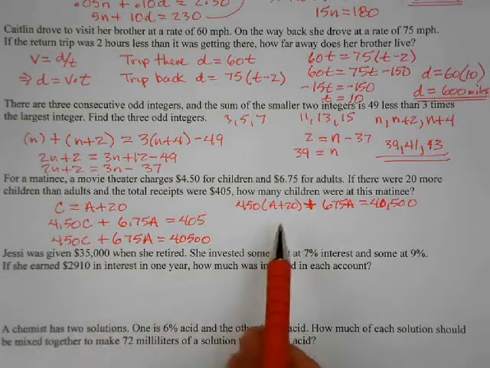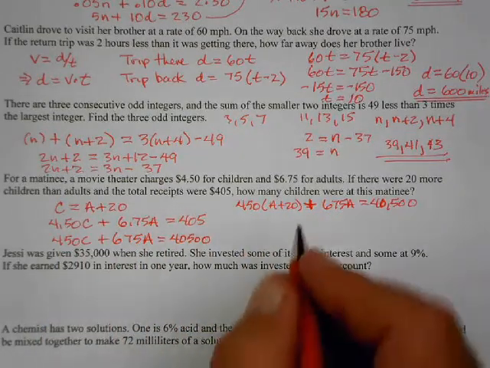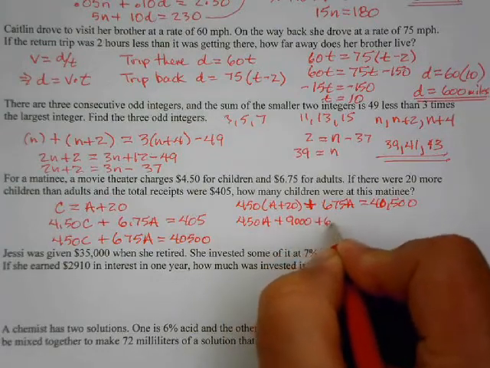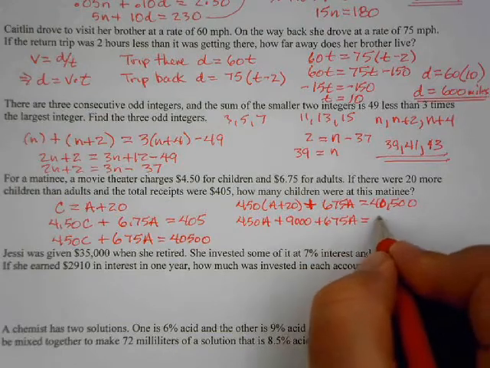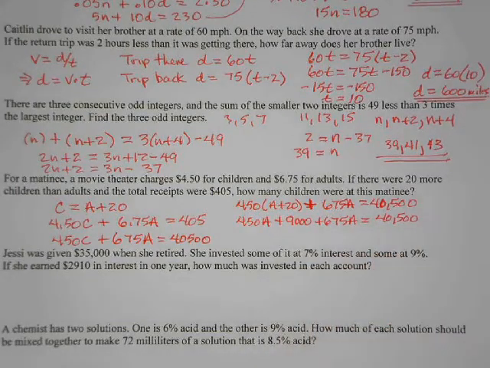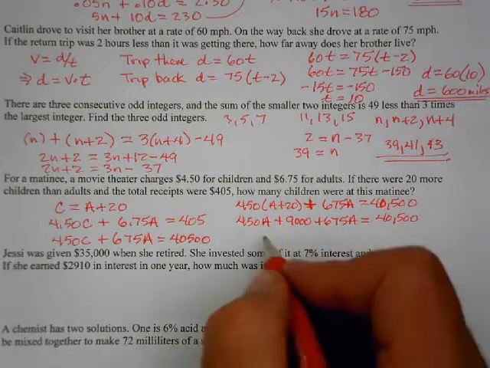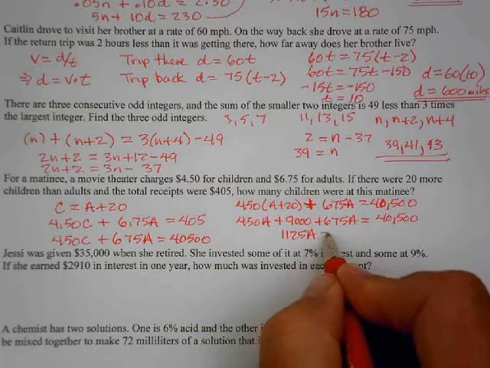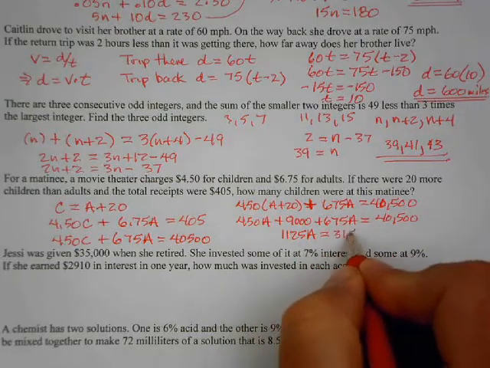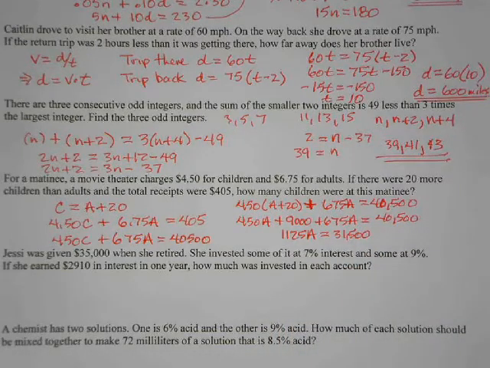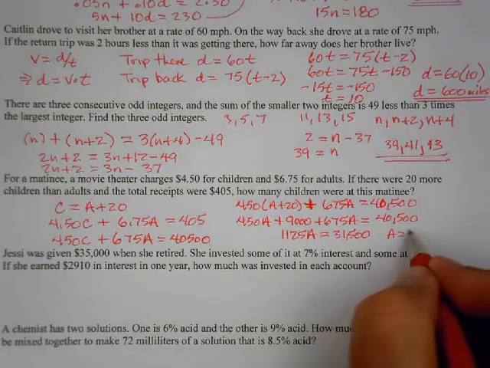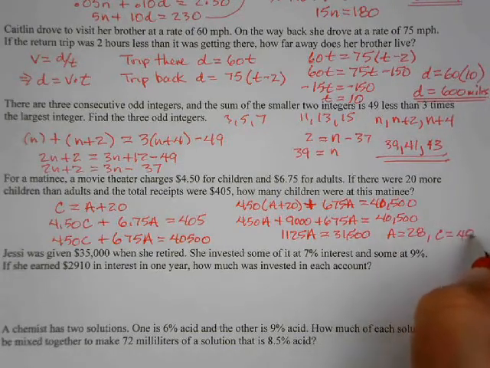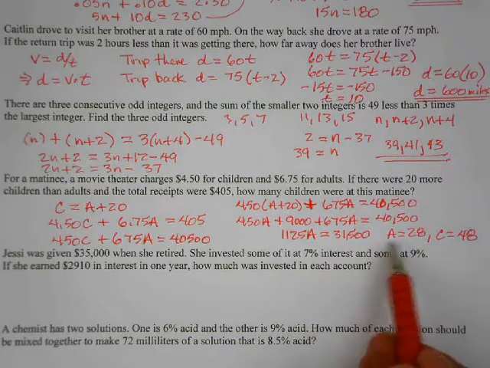Now let's go ahead and distribute. Okay, I'm going to combine the 450A and the 675A. That'll be 1,125A. Subtract 9,000 from both sides. And that'll give me 31,500. Divide both sides by the 1125. And I have 28 adults. And since there are 20 more children, I have 48 children. Now please note, I solved for A, but the problem actually wanted to know C. It wanted to know how many children.